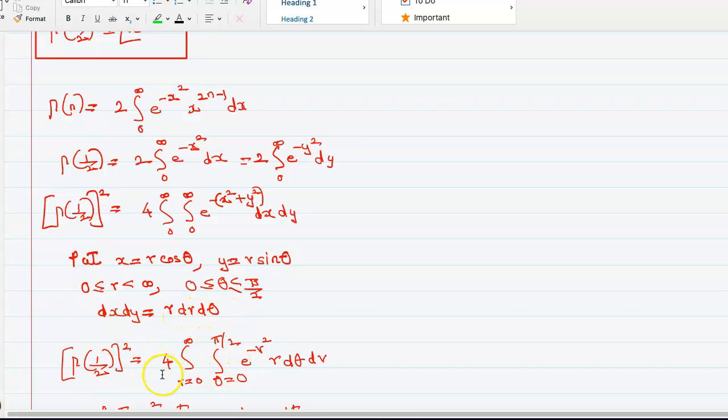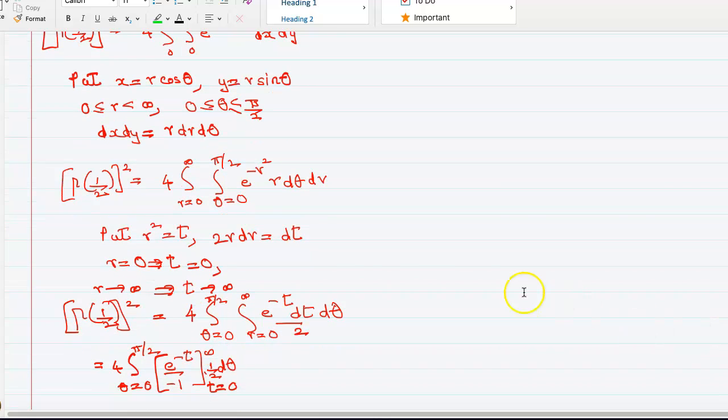So this is 4 times r going from 0 to infinity, theta going from 0 to pi by 2, e raised to minus r squared, r d theta dr. Now if I put r squared as t, 2r dr is dt. When r is 0, t is 0. When r tends to infinity, t tends to infinity. So gamma half squared becomes 4. Theta will be the same, integral 0 to pi by 2. R will be within the limit 0 to infinity e raised to minus t dt by 2 d theta.